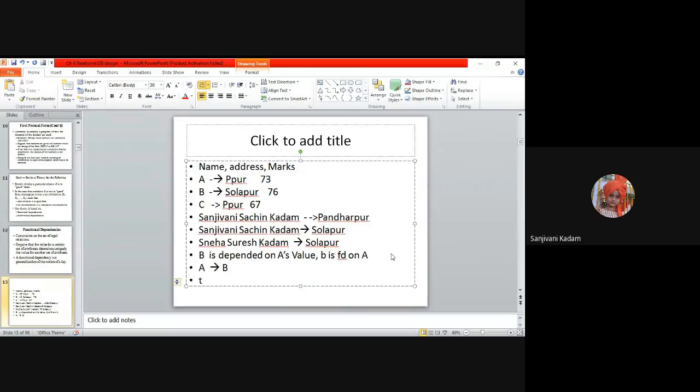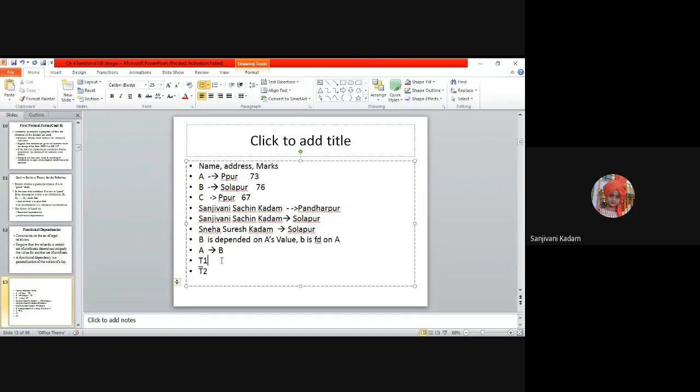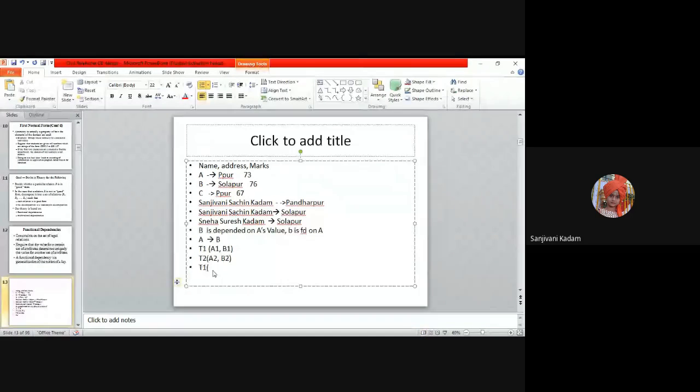Consider that there are two tuples T1 and T2. T1 has its own first attribute A1 and second attribute B1. For T2 also, I have A2, any value for attribute A, and B2, any value for attribute B. Then the functional dependency says that if T1's A is equal to T2's A, then we can say B is functionally dependent on A if T1's B1 is equal to T2's B2.